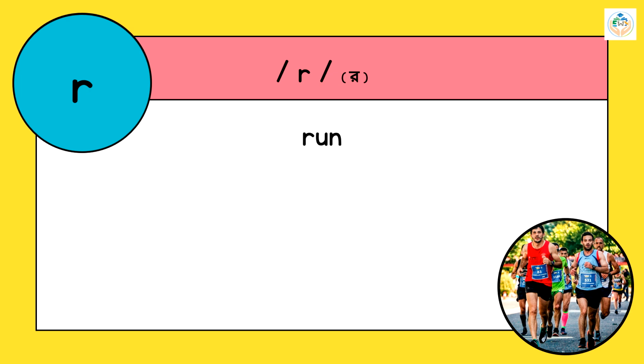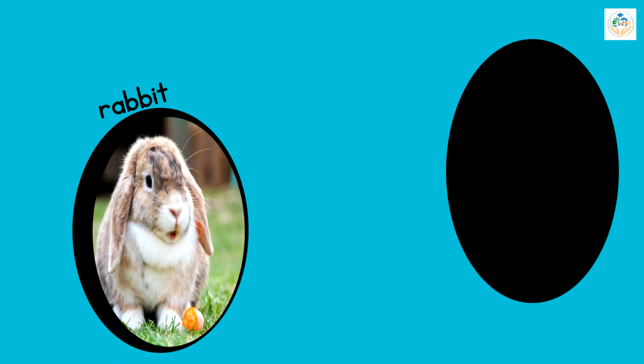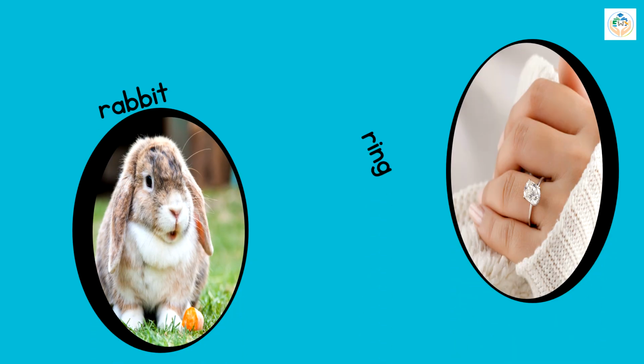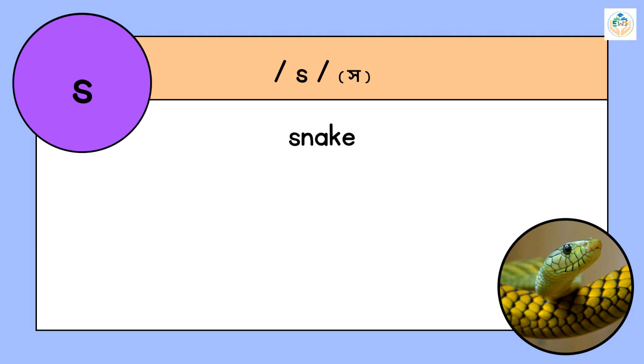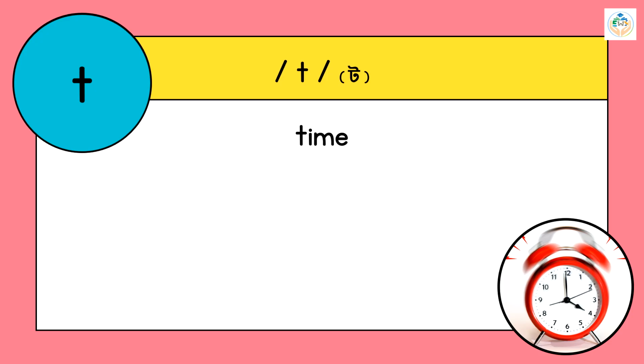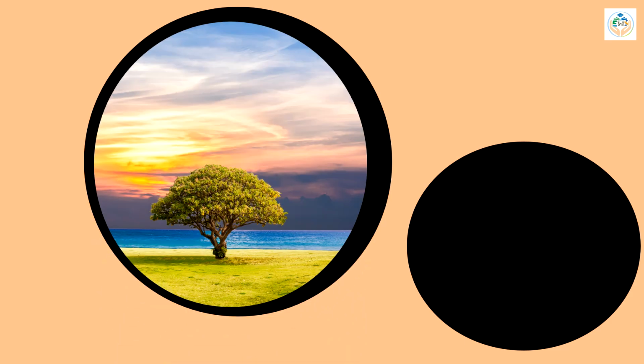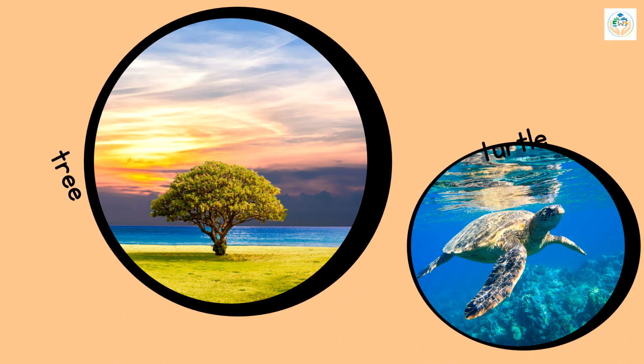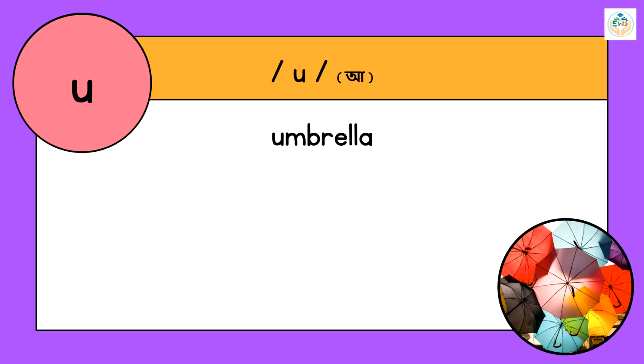Next we have R. R sounds like raw. R for run. R for rabbit. R for ring. Next we have S. S sounds like saw. S for snake. S for snail. S for sloth. Next we have T. T sounds like toe. T for time. T for tree. T for turtle. Next we have U.